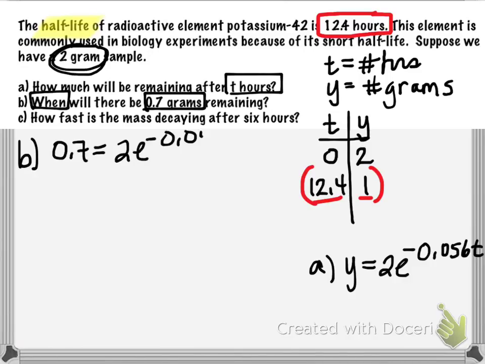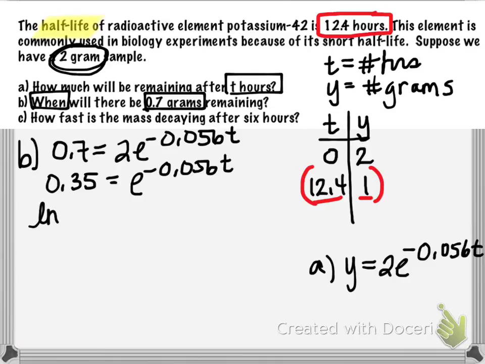So same exact process that we just used to solve for k, only now we're solving for time when y equals 0.7. So divide both sides by 2. 0.35 equals e raised to the negative 0.056t. Rewrite your equation in log form, and then divide.